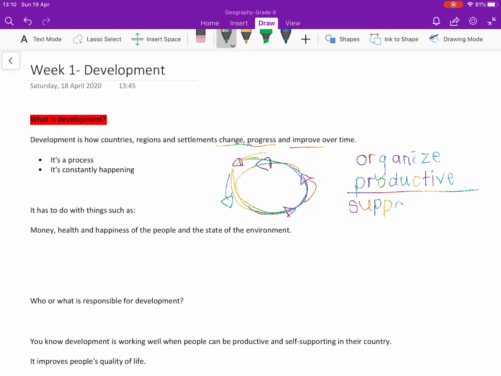When I say support yourself, I'm referring to being able to give your family a good life, give your family a meal on their plates at night, or give your kids a warm bed to sleep in. So development is a process that is constantly happening, and it improves people's lives. It helps them to feel productive, and they can support themselves.